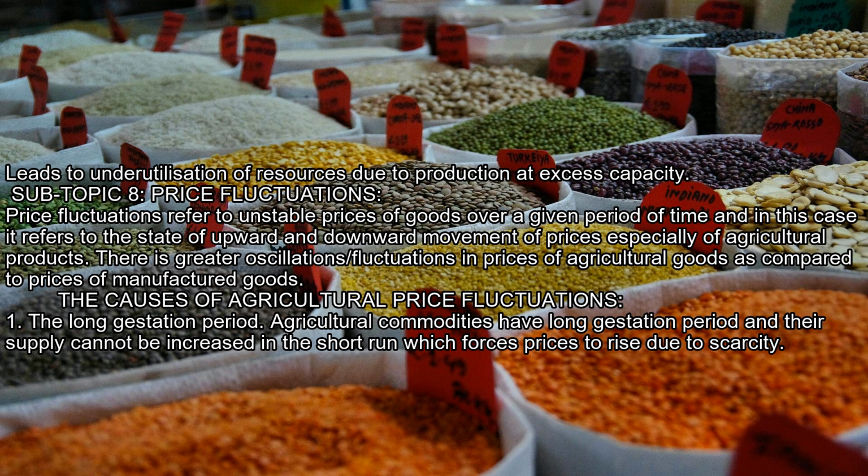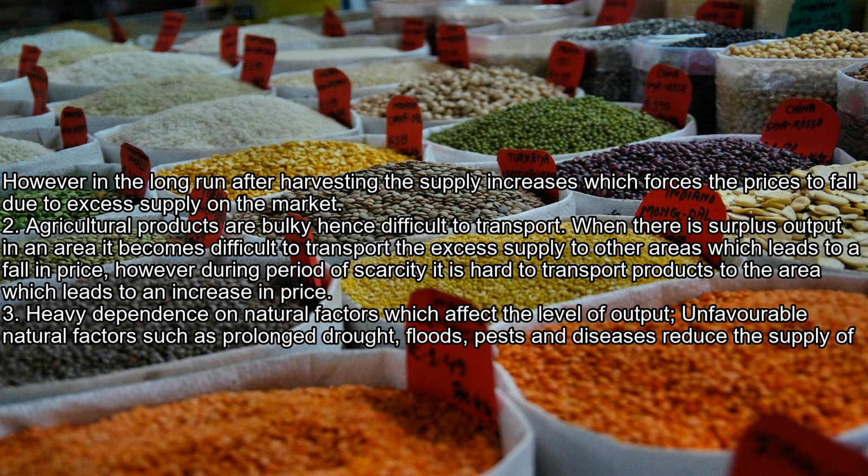1. The long gestation period. Agricultural commodities have a long gestation period, and their supply cannot be increased in the short run, which forces prices to rise due to scarcity. However, in the long run after harvesting, the supply increases, which forces the prices to fall due to excess supply on the market.